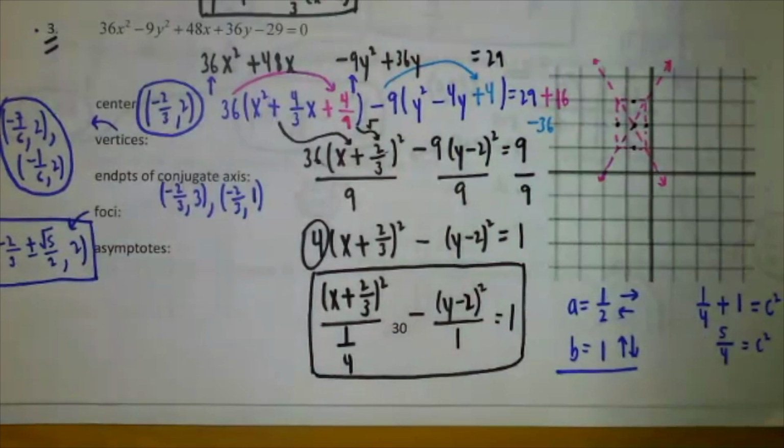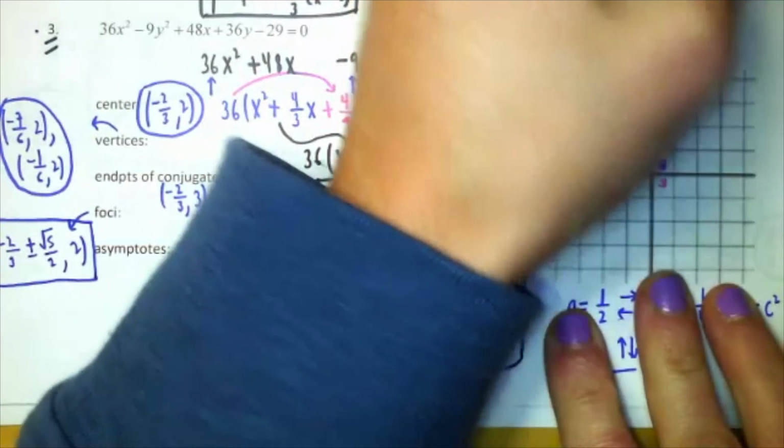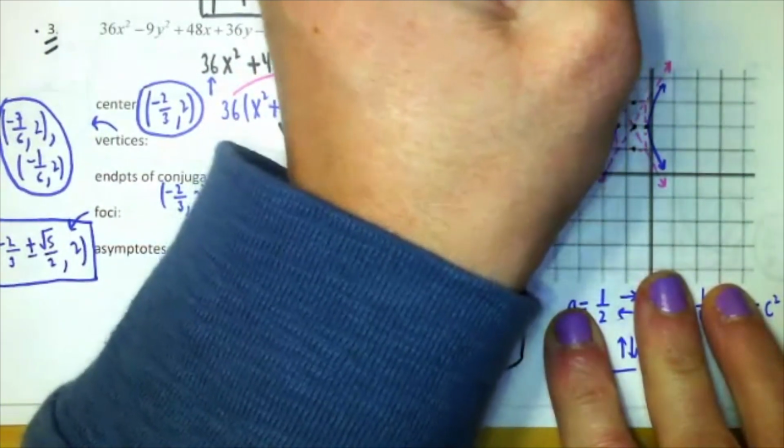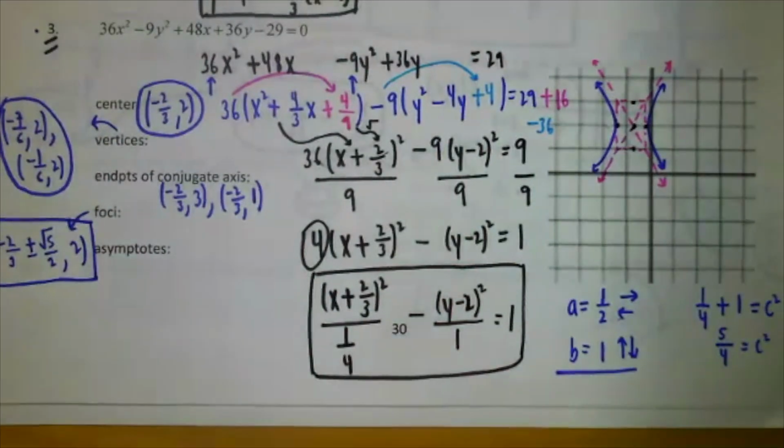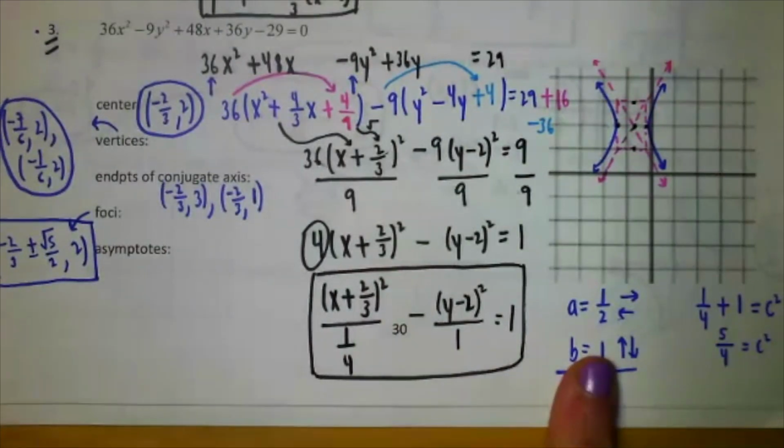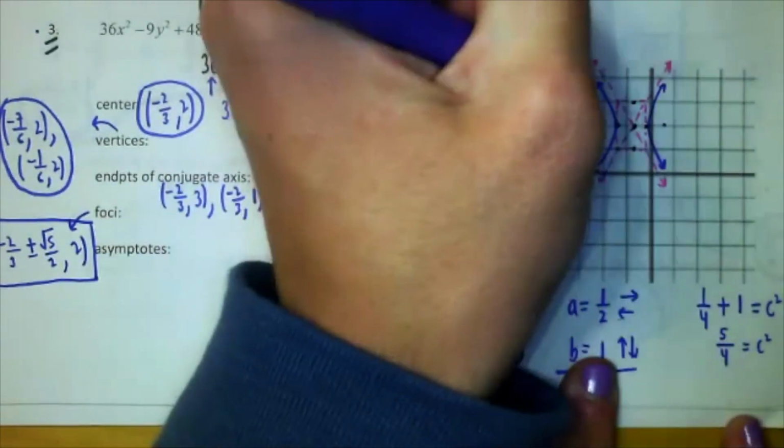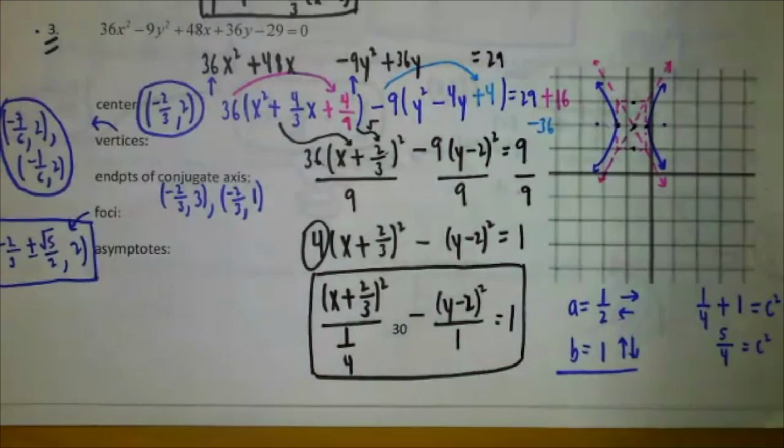And this is a horizontally oriented hyperbola. So you've got the branches here and here. And then out from the center, you're going to travel square root of 5/2. So you'll have foci about here and there, like that. Biggest thing was that you got the graph of the hyperbola on there, and it looks pretty good.